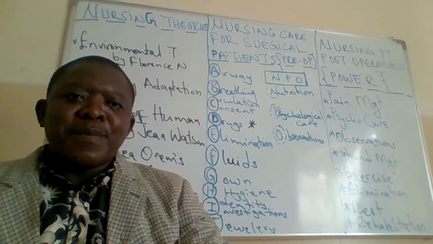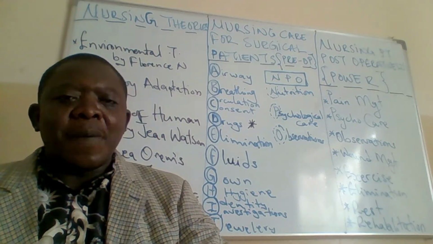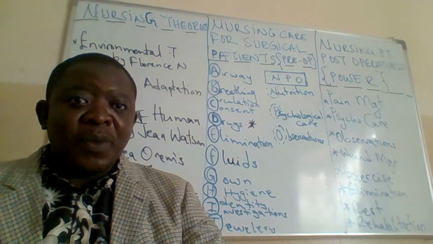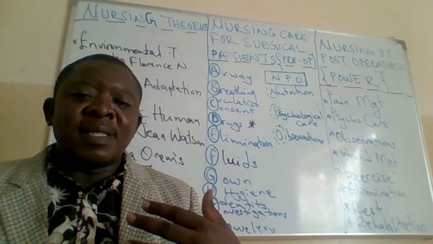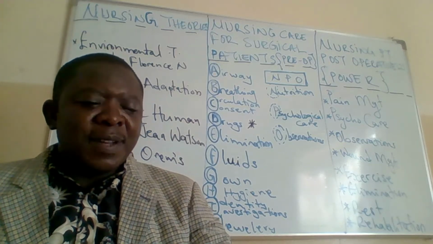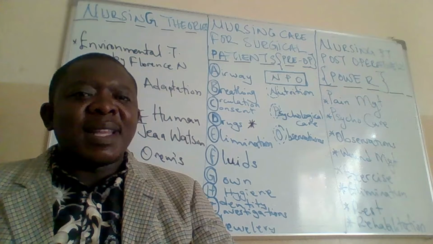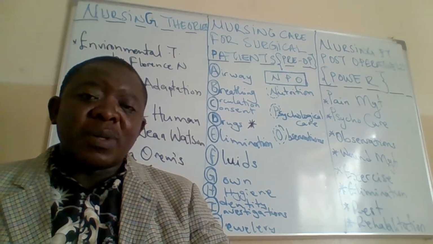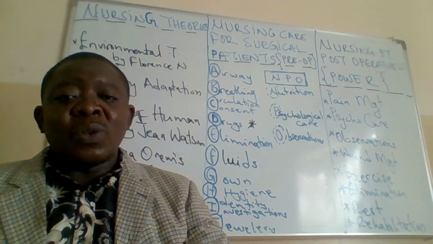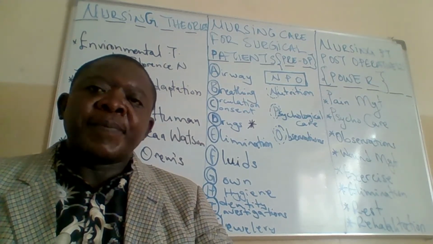All right, then J is for jewelry. Jewelry has to be removed to prevent electrocution, and it can also be a source of infection. If you have teeth made of gold or anything like that, they may dislodge during an operation and block the airway. So jewelry has to be removed and secured nicely.